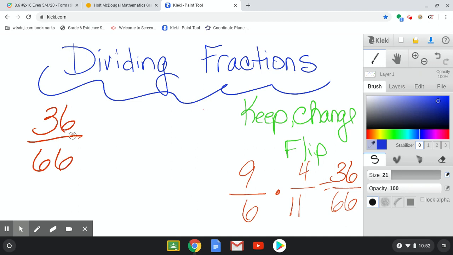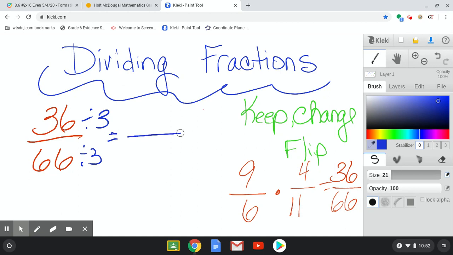I also noticed that they meet the 3 rule, okay? So I know that the 3 rule is add the two digits together, and if that's divisible by 3, the whole number is divisible by 3. So 3 plus 6 is 9. I know that 9 is divisible by 3. 6 plus 6 is 12, and I know 12 is divisible by 3. So I'm going to go ahead and use 3. I'm going to divide the numerator and denominator by 3.